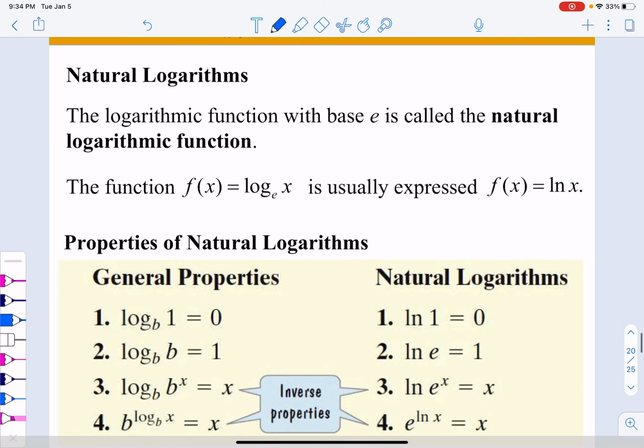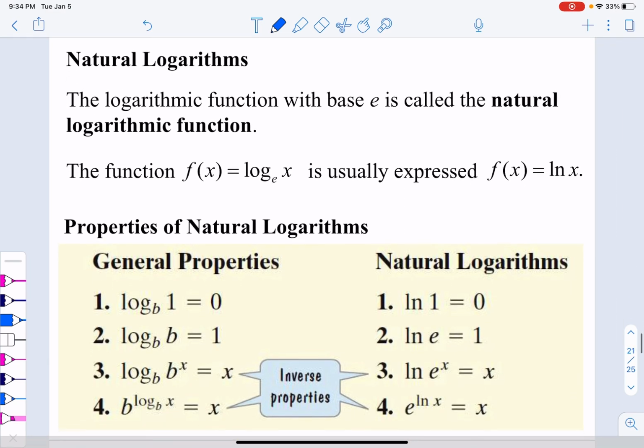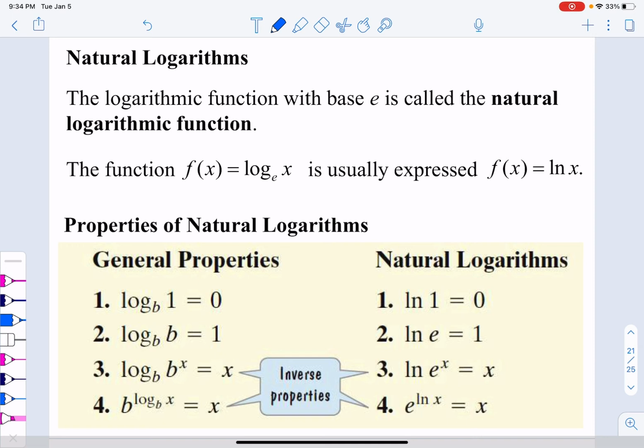The other type of log we're going to have is what's called a natural logarithm, or the natural log. It says the logarithmic function with base e is called the natural logarithmic function. So the function f of x equals log with that base e of x is usually expressed as f of x equals ln of x. So instead of using a log with that base e, they're going to go to ln.